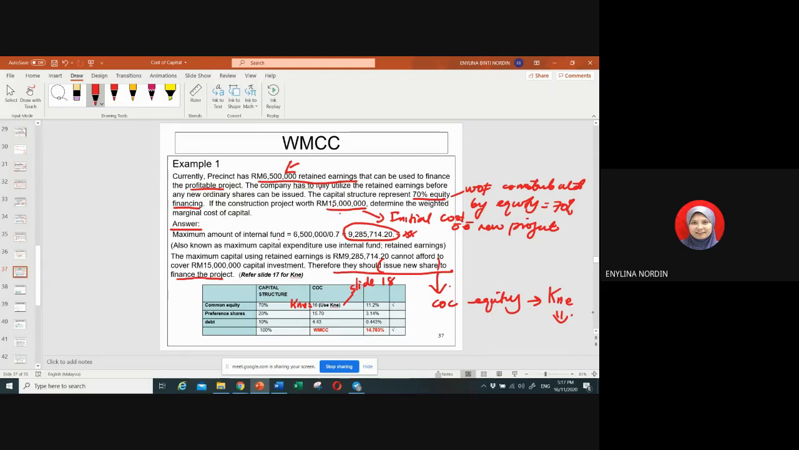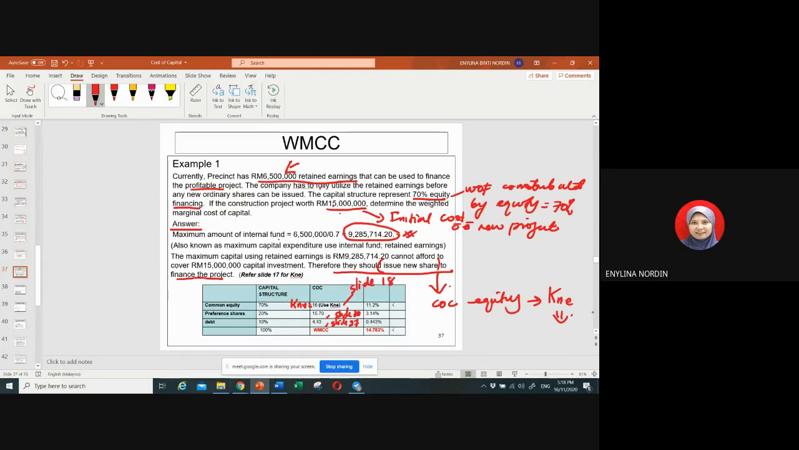So take the cost of common equity from this slide, that is 16%. And this is the WOF given in the question, the weightage of the financing: 70% contributed by the common equity. Then the preference shares are given on slide 20, so this is obtained from slide 20, same as before. And this 4.43 is the cost of capital for debts from slide 27. You get all these figures.